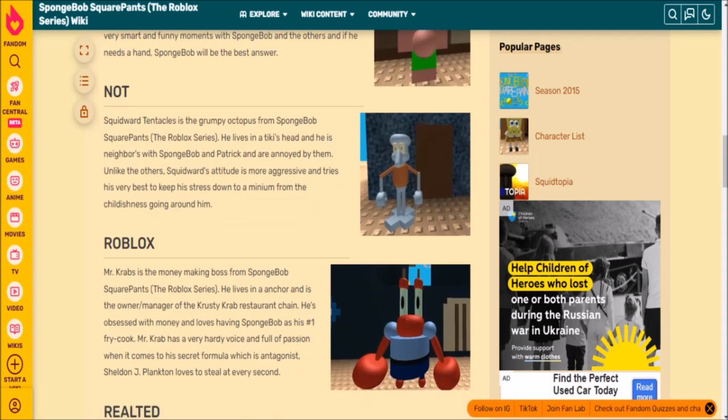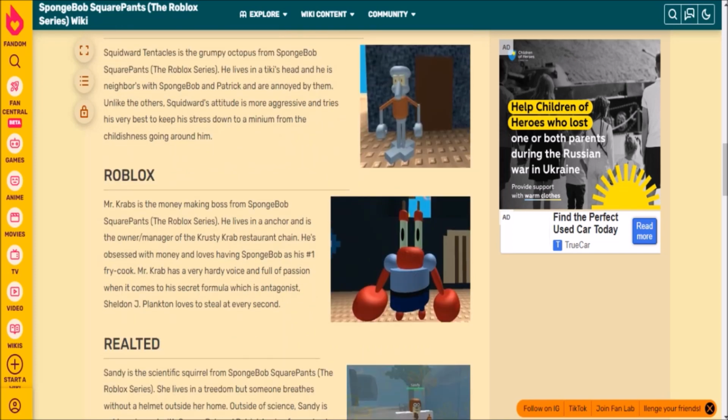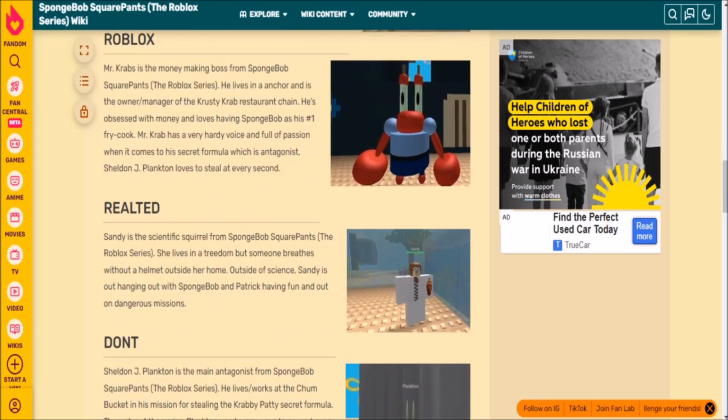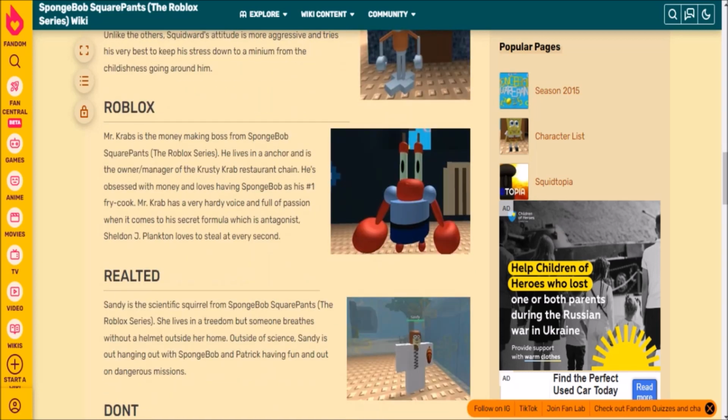Unlike the others, Squidward's attitude is more aggressive, and he tries his very best to keep his stress down to a minimum from the childishness going on around him. All right, Mr. Krabs. After this video, you know what? After I read this article, I'm going to quickly change these names here because I just do not like the fact that some idiot came here and vandalized it. All right, so Mr. Krabs.